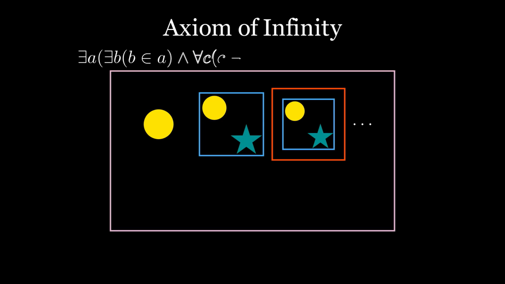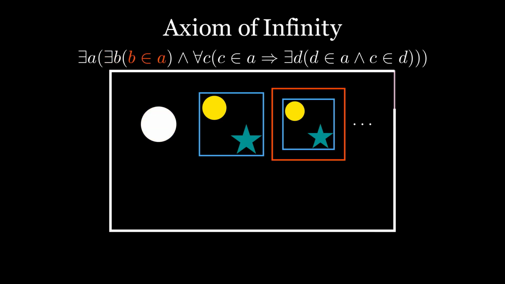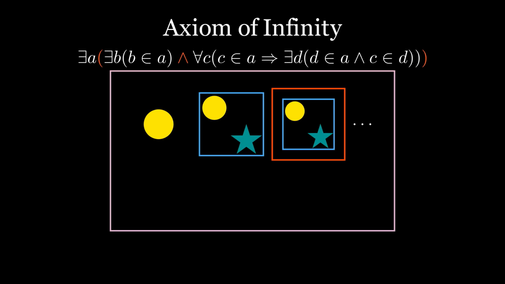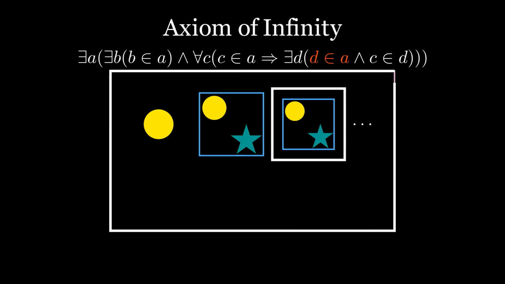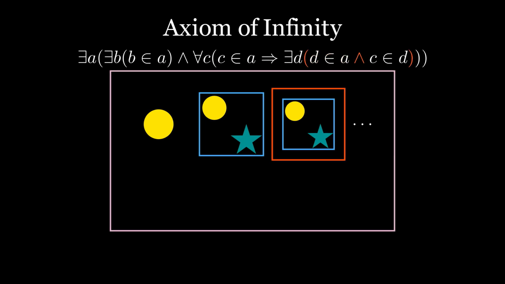Let's look at the formal statement. There exists a set A, such that there exists B, such that B is an element of A, and for all C, if C is an element of A, then there exists D, such that D is an element of A, and C is an element of D.